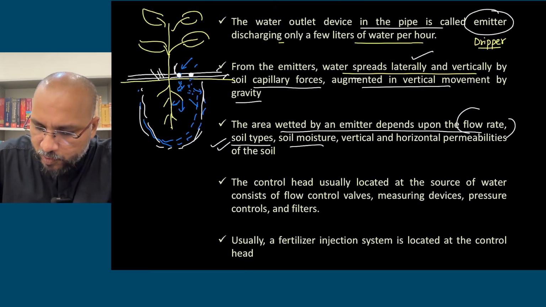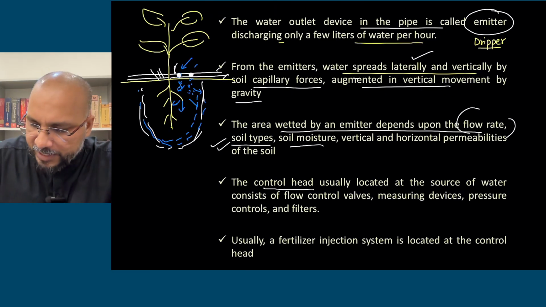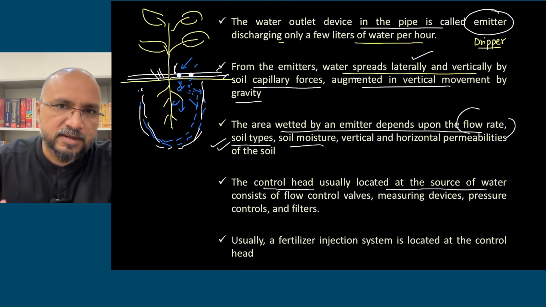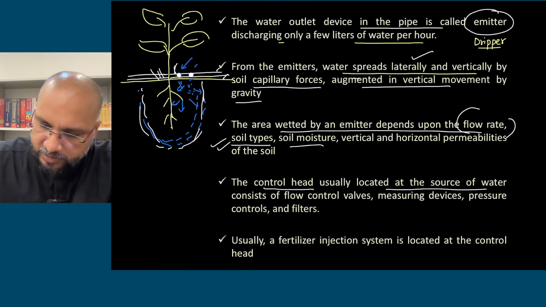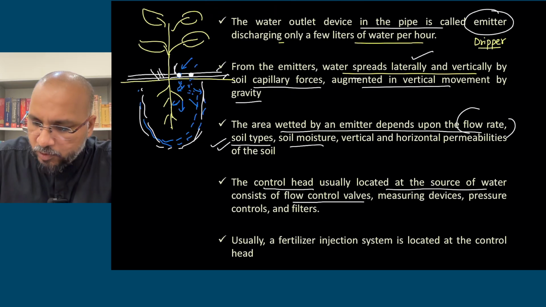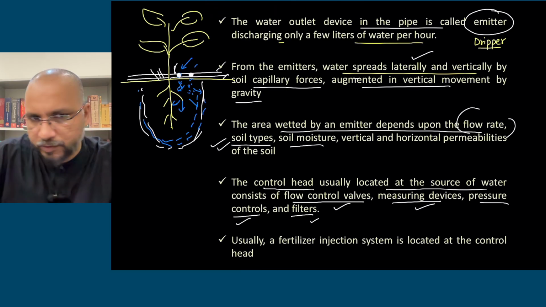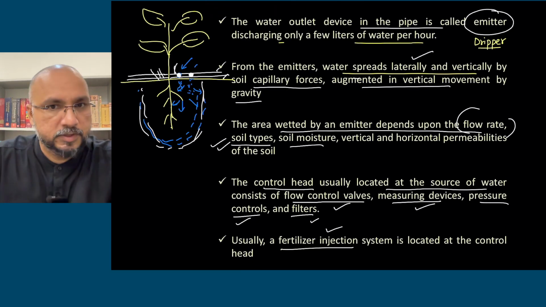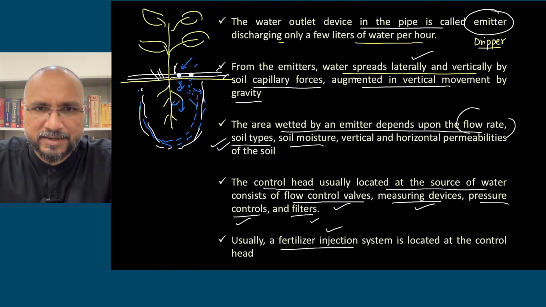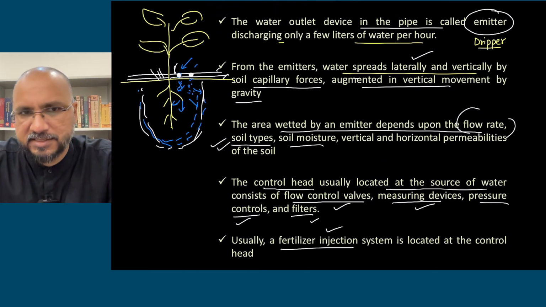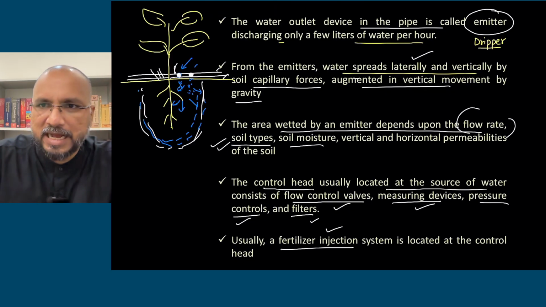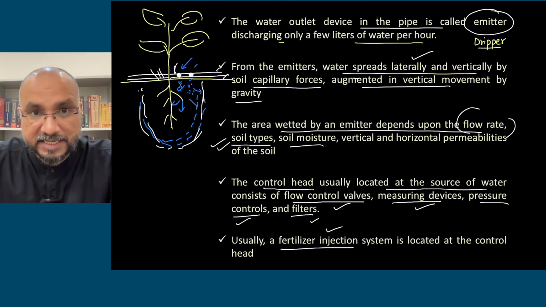Okay, the control head, so the equipment हमने देखा, control head usually is located at the source of water. Well is the source of water, so the entire equipment will be near the source of water. So it has flow control valves, measuring devices, pressure gauges, pressure controls, filters. So we have seen all that equipment. Okay, and fertilizer injection system भी होता है, so you can add the fertilizer injection system, जो वेंचुरी देखा था हम लोगों ने, so that is a fertilizer injection system. You can apply fertilizer along with irrigation water, that is called fertigation.